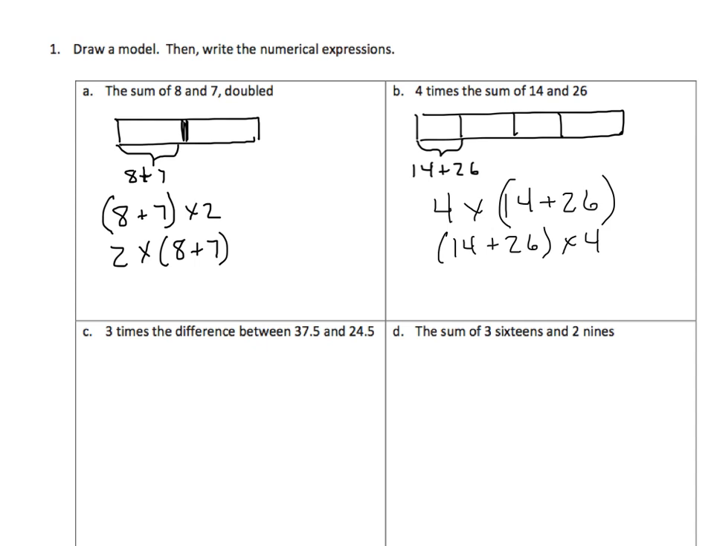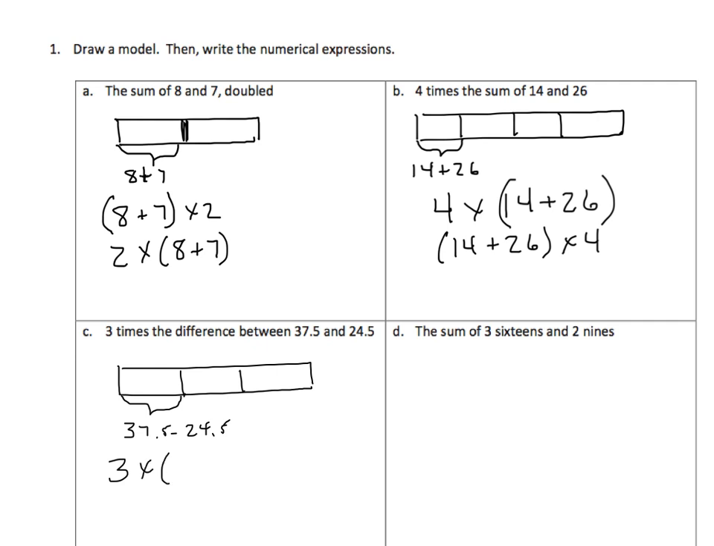Let's now take a look at C. Again, we're going to have a tape diagram, but let's read it. 3 times the difference between 37 and 5 tenths and 24 and 5 tenths. Take our tape diagram. This time we're going to partition it into 3 roughly equal parts. And what do we do? Well, we subtract 37 and 5 tenths minus 24 and 5 tenths. Whatever the answer is to that, we triple it or multiply it by 3. So I'll write 3 times, again parentheses, the difference between 37 and 5 tenths and 24 and 5 tenths.